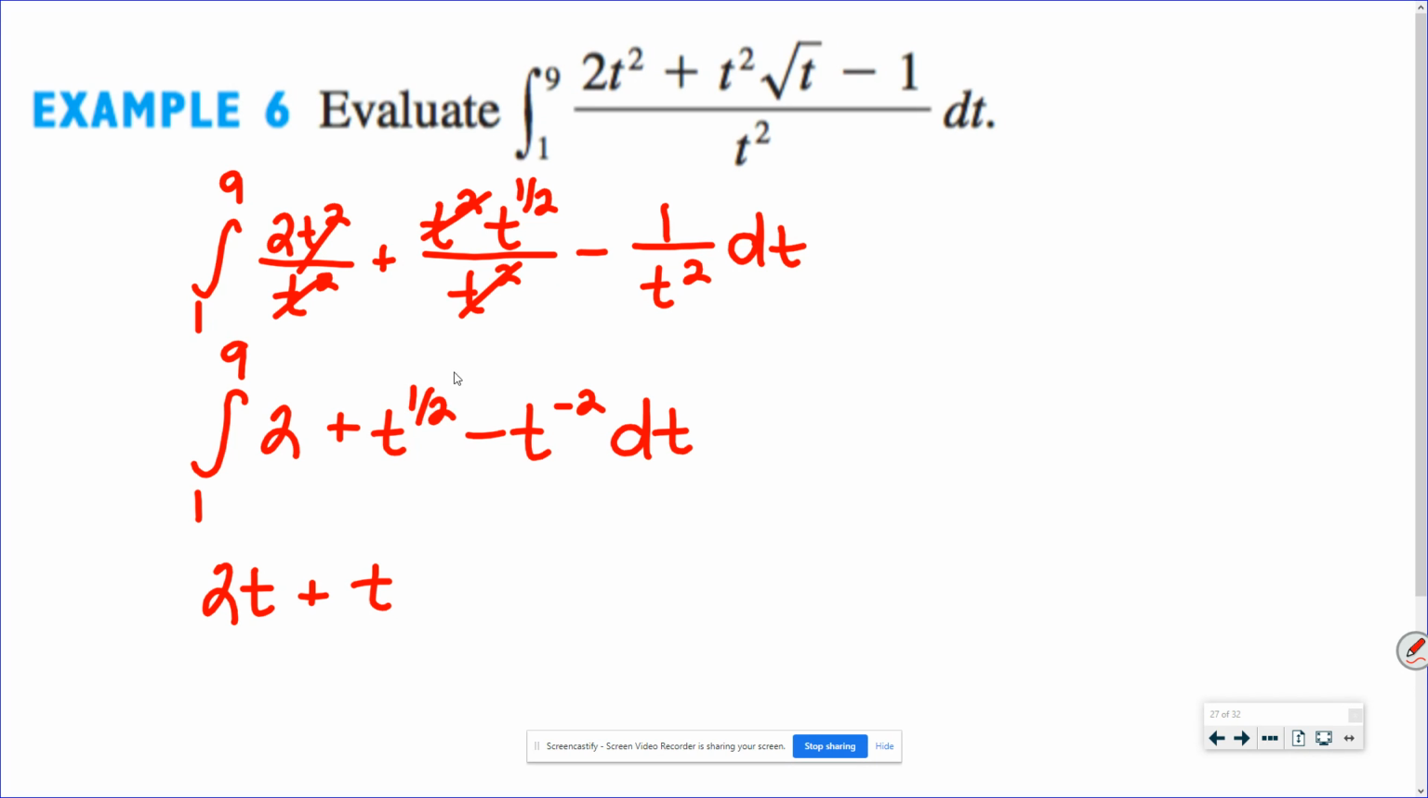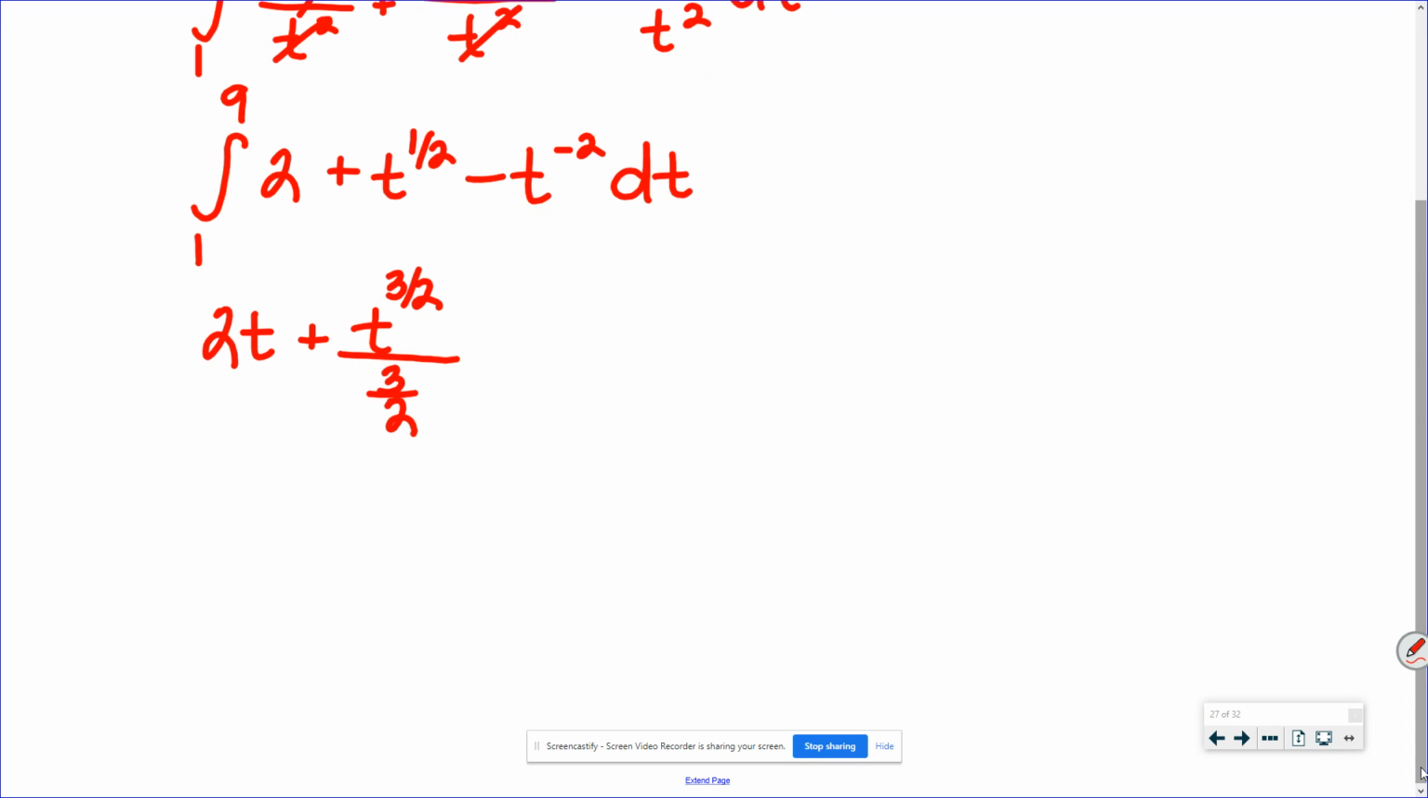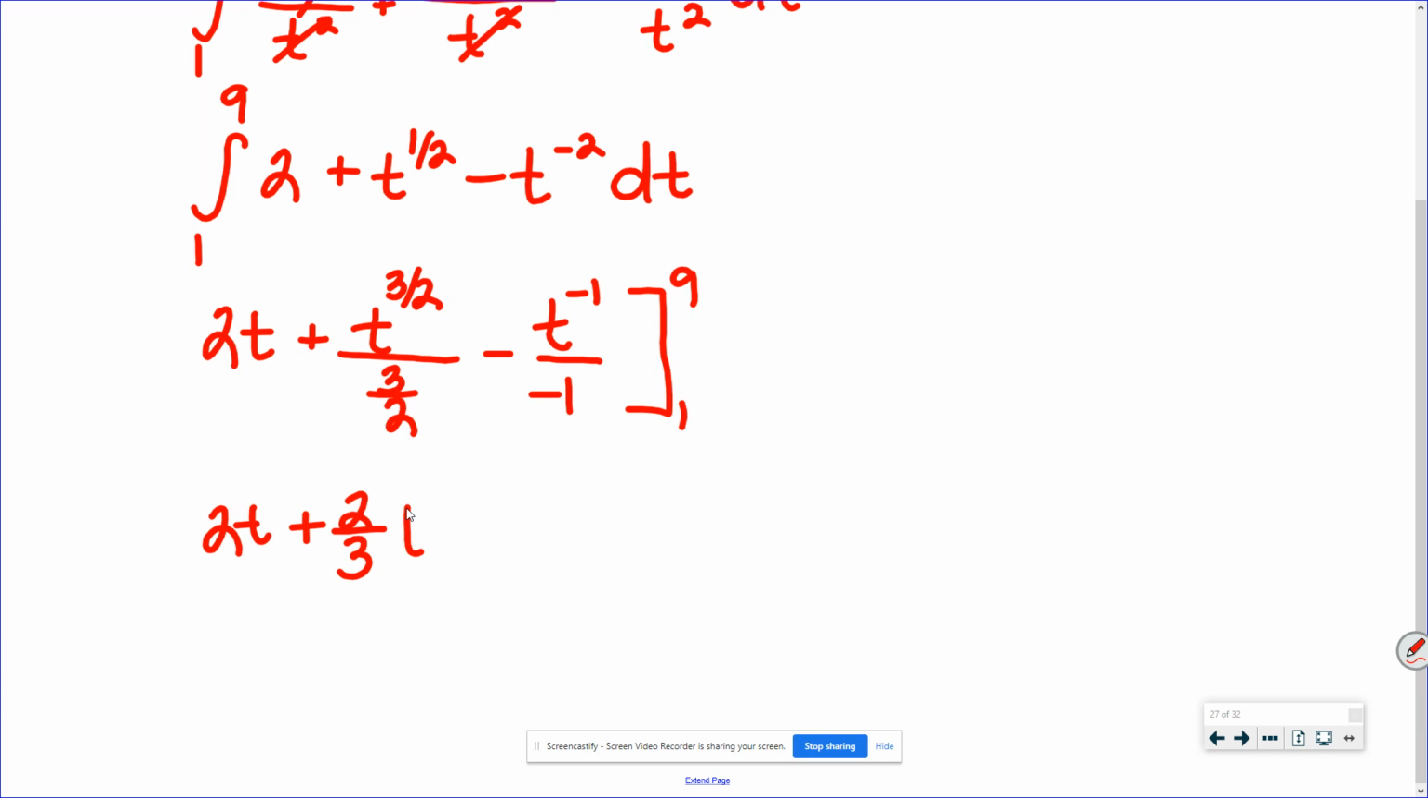Next part, you're going to add 1 to your power, so that's going to make it 3/2. Divide by the power, which is 3/2. And then same thing here. Add 1 to the power, it becomes a -1. Divide by the power, which is -1. Okay, I think we need to clean this up before we try to plug anything into it. When you're dividing by 3/2, by the way, that's the same as multiplying by 2/3. So maybe just move that out. And then this would end up being plus 1 over t if we rewrote all of that.